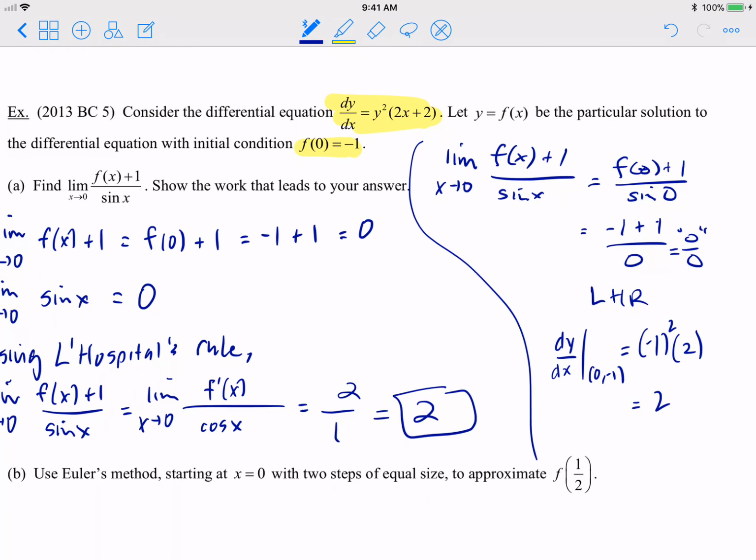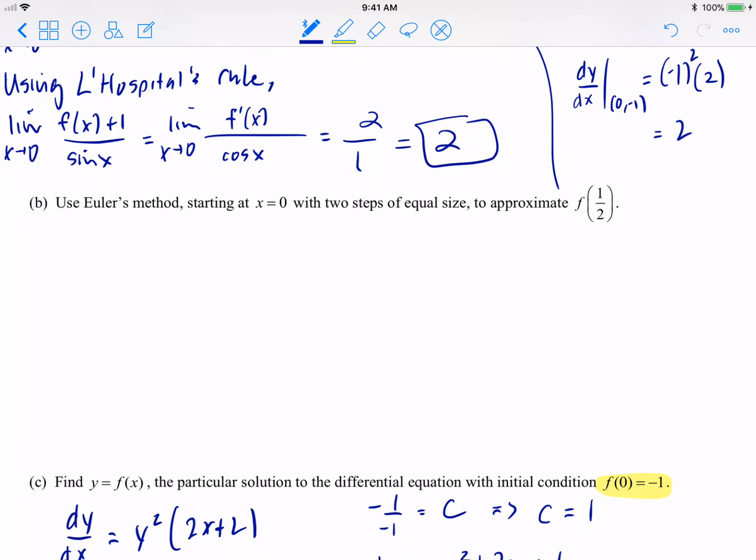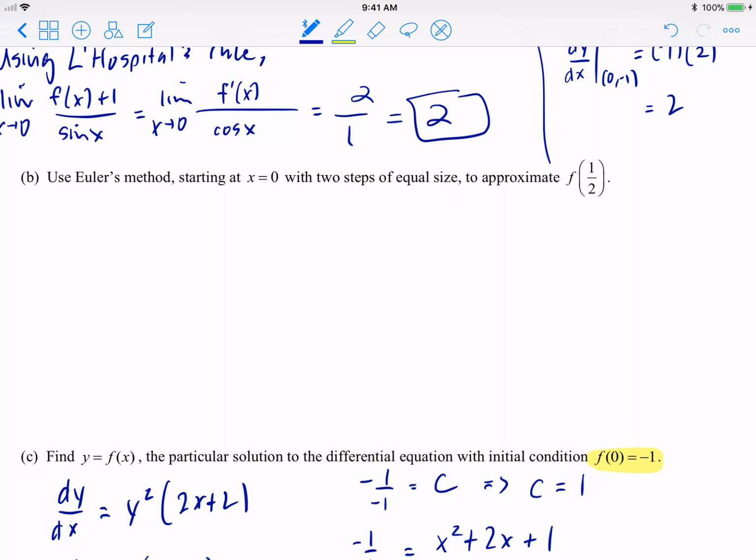Okay, now we want to come back to this problem and solve it using Euler's method. So use Euler's method starting at x equals 0 with two steps of equal size to approximate f of a half. So what that means is if I'm trying to go from 0 to a half with two steps, that means that each step is going to have to be a quarter. Okay, so I'm going to have to go from 0 to a quarter and then to a half when I take my steps.